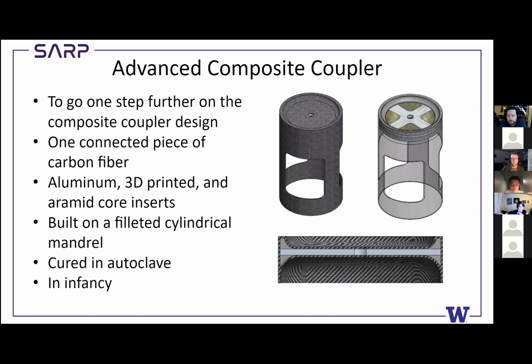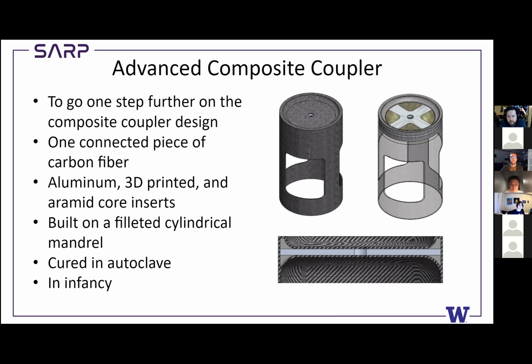All right, now I'm going to talk briefly about the advanced composite coupler. This is just kind of a logical next step if we do manage to rein in the composite coupler that we have right now. As you can see, it's a really rough design. I just kind of came up with this one day on a whim and thought it out a little bit. Basically, it's one connected piece of carbon fiber instead of two separate parts. It'll use aluminum 3D printed and aramid core inserts, similar to the existing carbon coupler design, but it'll be built on a filleted mandrel, as well as using that insert on top with a vacuum bag situation going on there. It's very much in its infancy. If anyone has more questions on it, I'd be happy to talk about it later, but that's all I have for that right now.